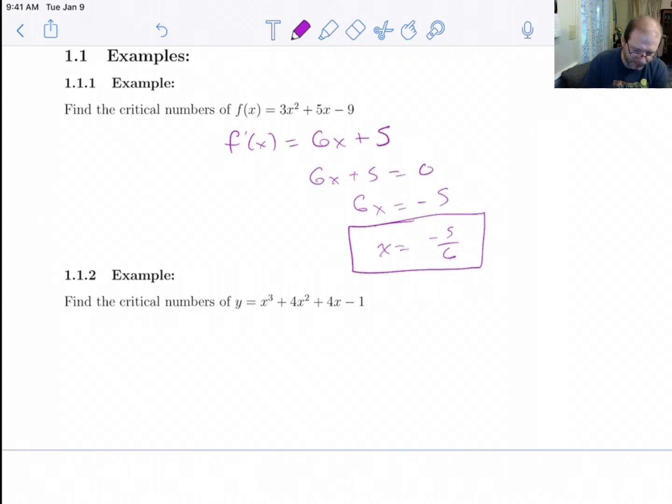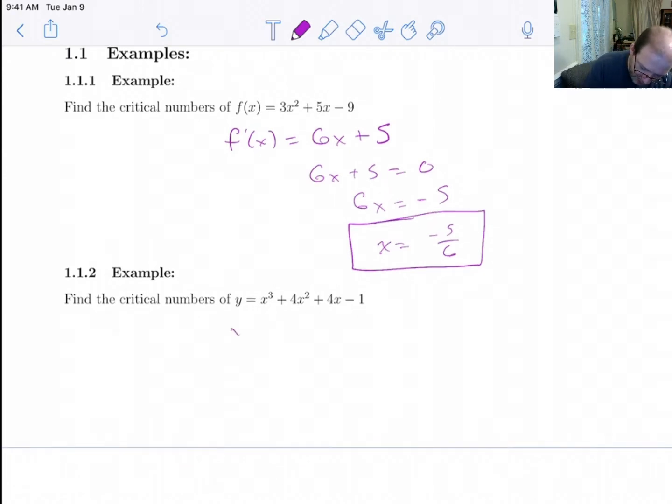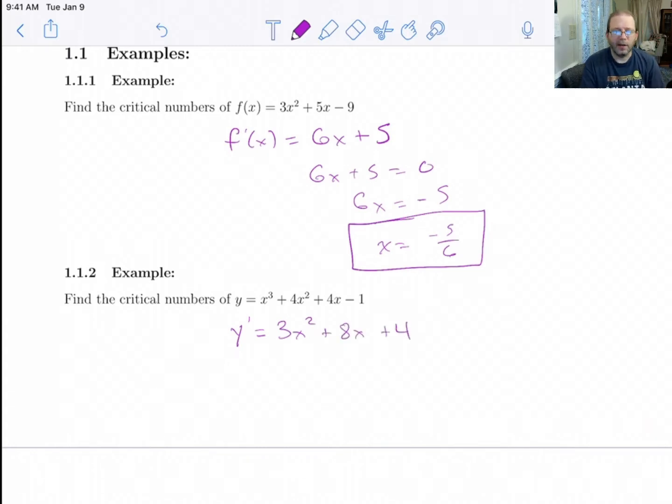All right, 112. On this one, we've got this cubic function, x cubed plus 4x squared plus 4x minus 1. So let's take its derivative. Let's take the derivative: 3x squared plus 8x plus 4. All right, now I've got to set that equal to 0 and solve. So we could try to factor this, but I don't think it's going to factor. So let's just solve it with the quadratic formula.